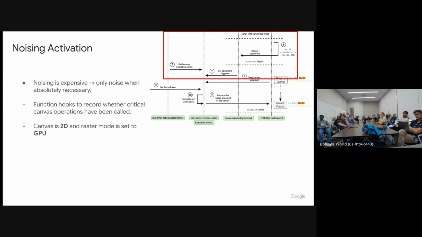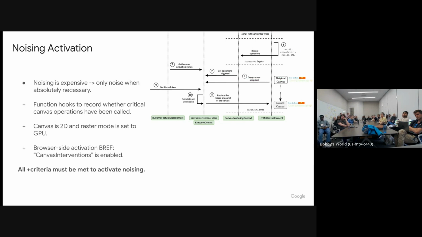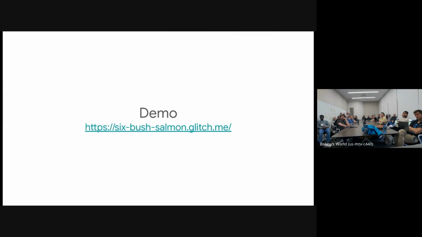Mainly because canvas leaks out GPU information, we want to be sure that we're only noising GPU-rendered canvases. There is a way to do it on CPU-rendered canvases, but it's irrelevant for this particular work right now. And then lastly, we need to have this master flag from the browser activated in order to activate noising in general. So yeah, enough talking. I guess I can actually show a quick demo of this working. This got released last week on M136. Let's see if I can present this.